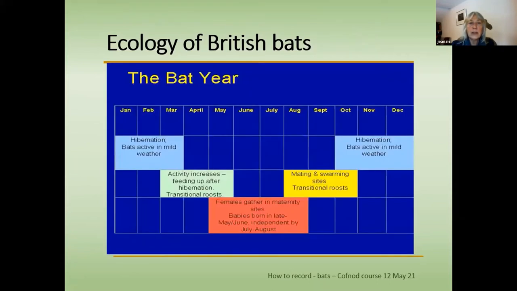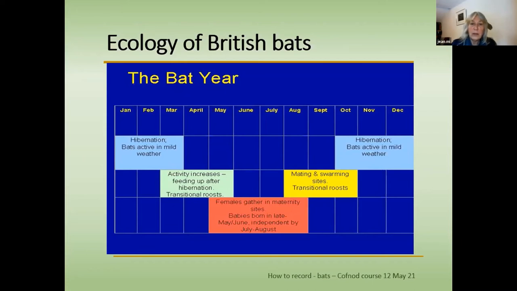So broadly speaking, over the winter the bats are hibernating. But if the temperature's above about 6 degrees and it's relatively mild, not dry, with low winds, they may come out if there are insects to feed on. Then in the spring they're in traditional roosts between maternity roosts and hibernation sites, which is very variable depending on the weather.